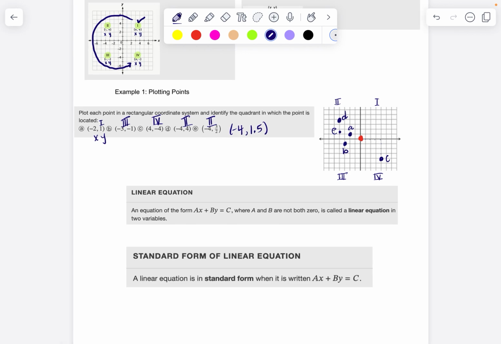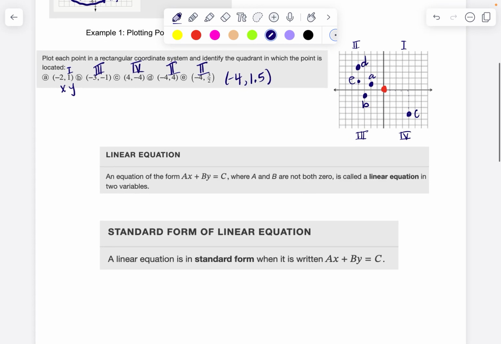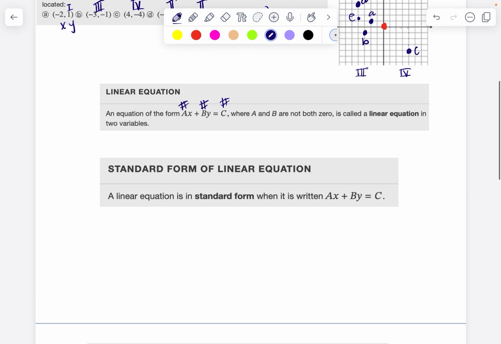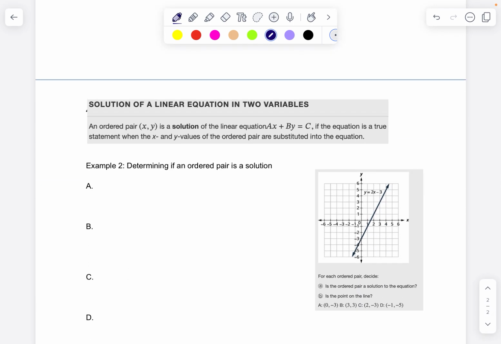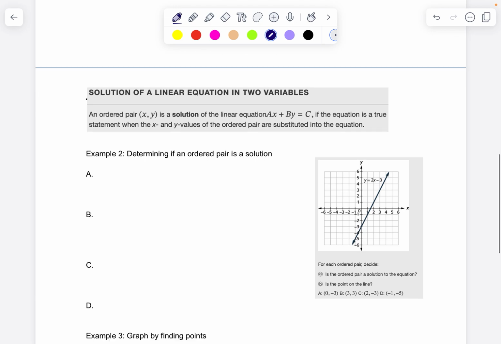We'll be dealing a lot with linear equations. It's in the form ax plus by equals c. A and b cannot be 0. C can be 0. A, b, and c are all going to be numbers here, but we'll have the x and the y. That's the standard form. The solution for a linear equation, an ordered pair, which is x comma y, is a solution to the linear equation if the equation is a true statement when the x and y values of the ordered pair are substituted into the equation.